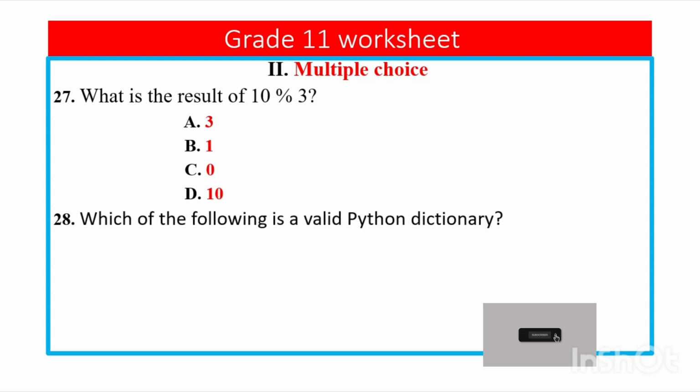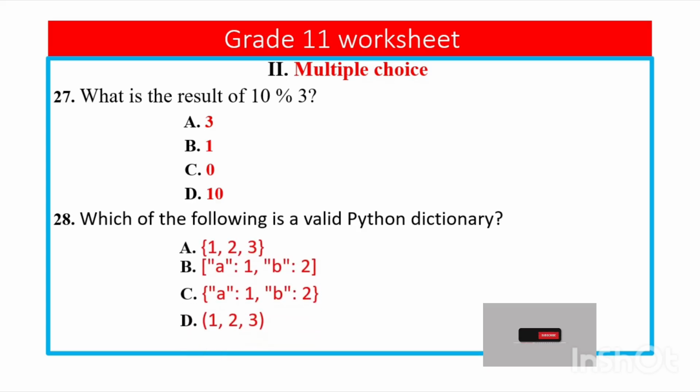Question 28. Which of the following is a valid Python dictionary? A. {1, 2, 3}. B. [a: 1, b: 2]. C. {a: 1, b: 2}. D. (1, 2, 3).